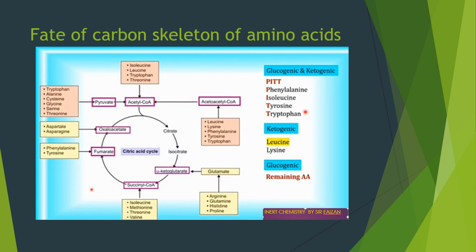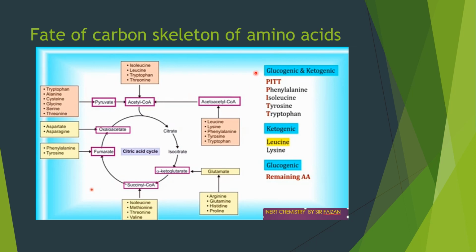While the other form is ketogenic amino acids. What are ketogenic amino acids? These are the amino acids whose carbon skeleton is converted into acetyl coenzyme A or acetoacetyl coenzyme A. Mainly, there are two amino acids that are primarily ketogenic. These are leucine and lysine.